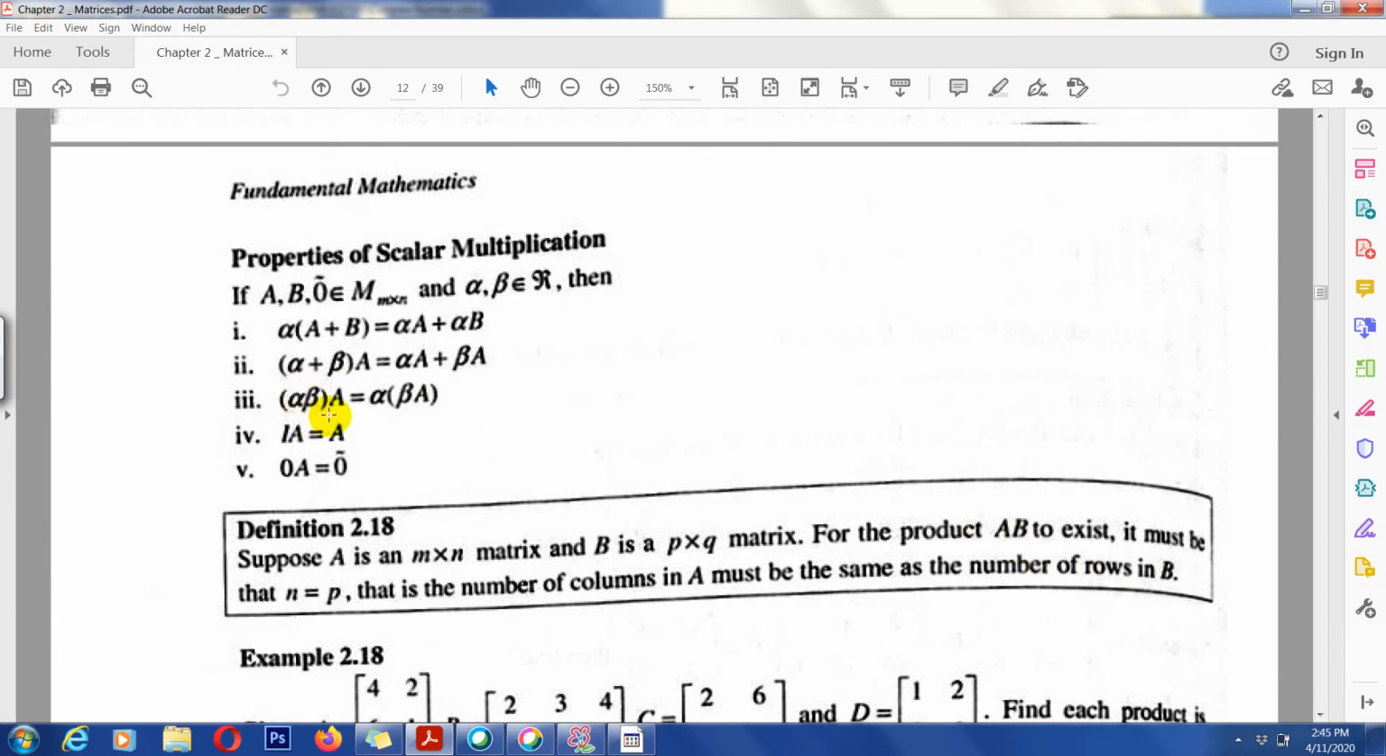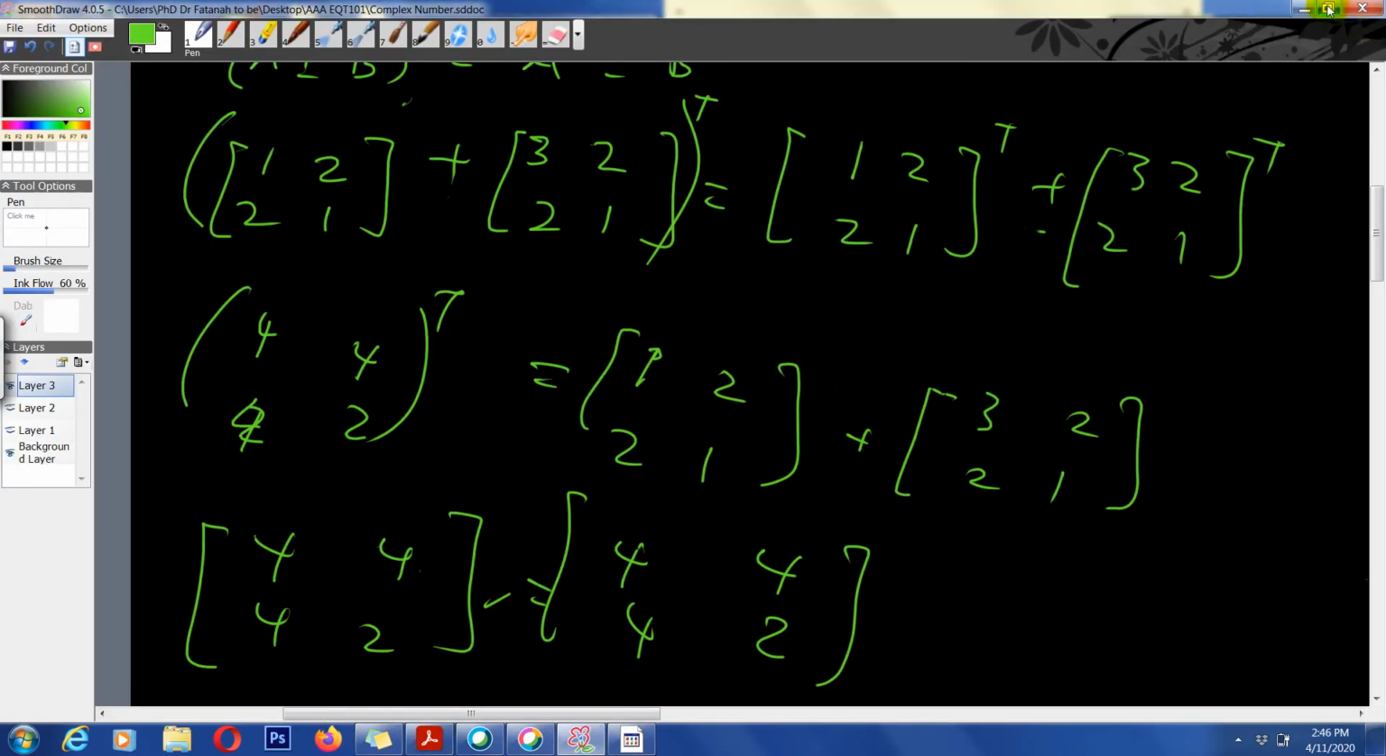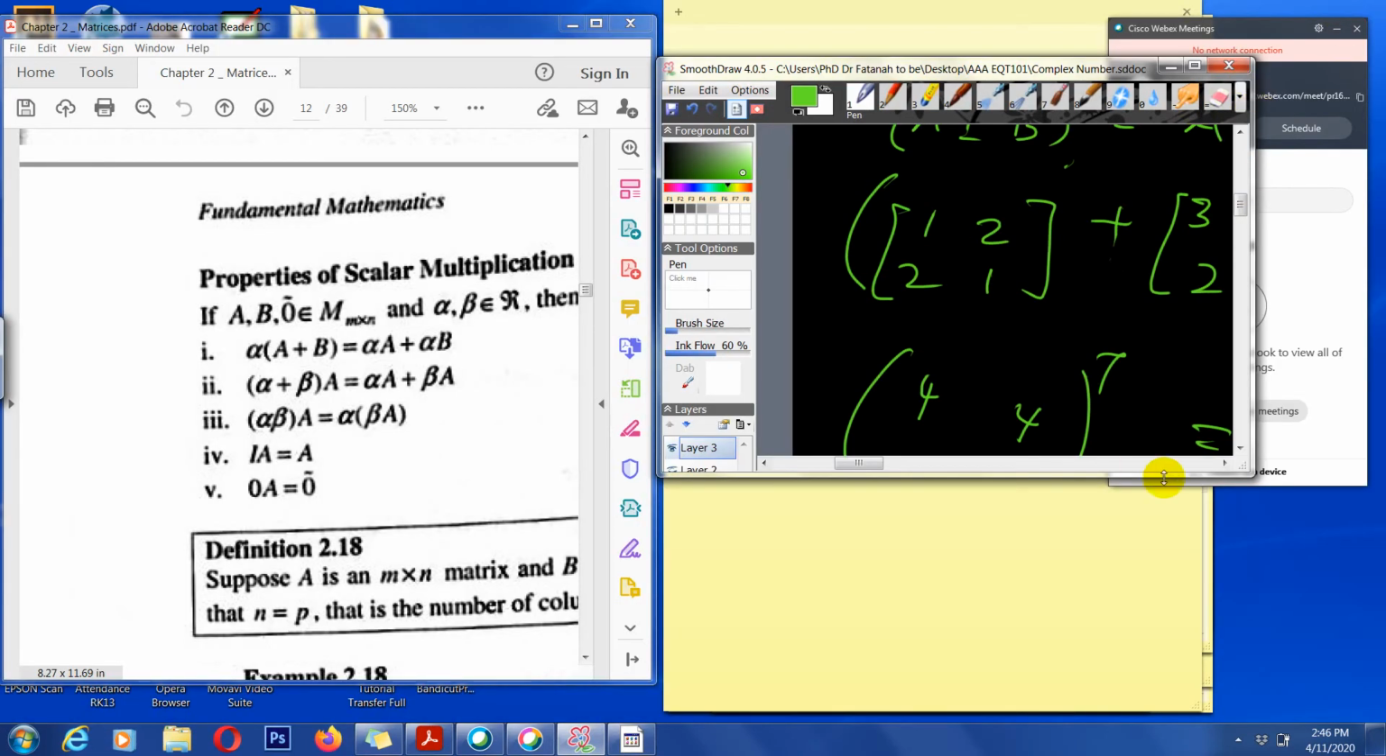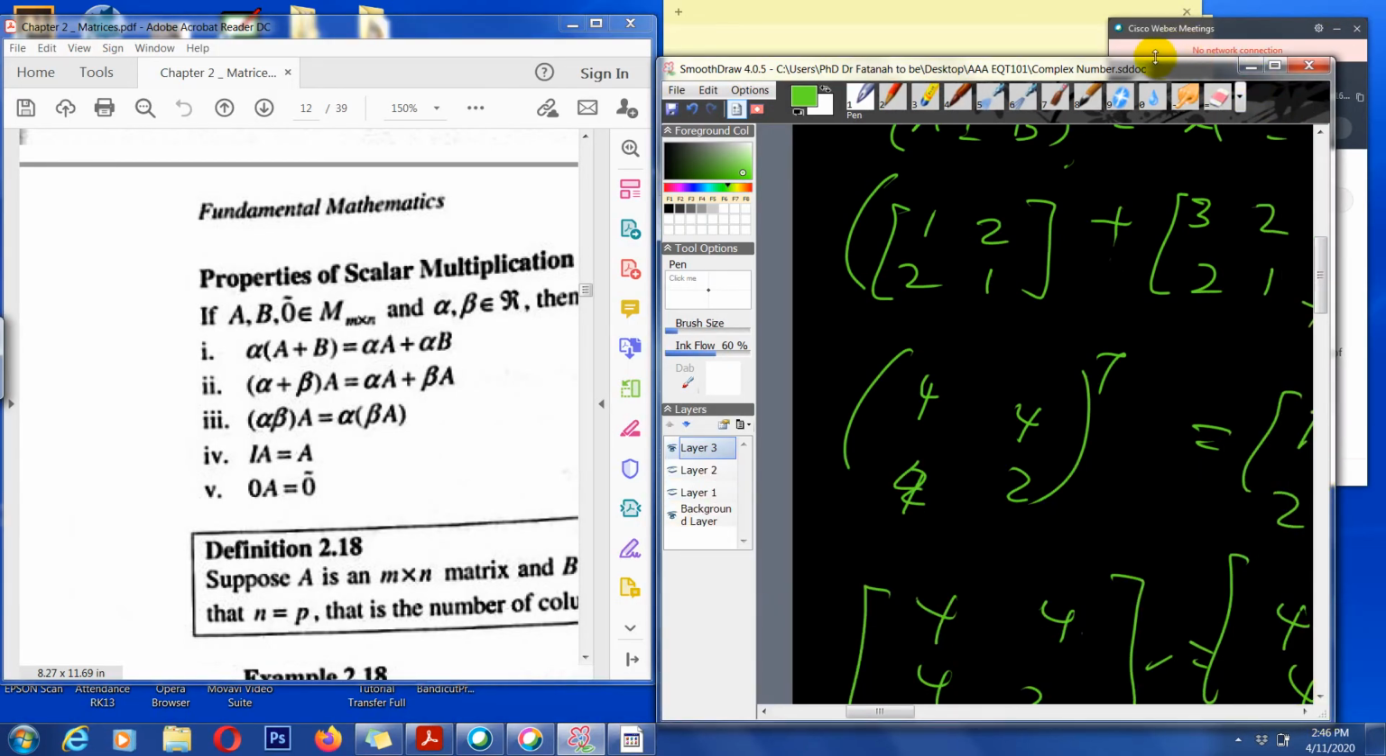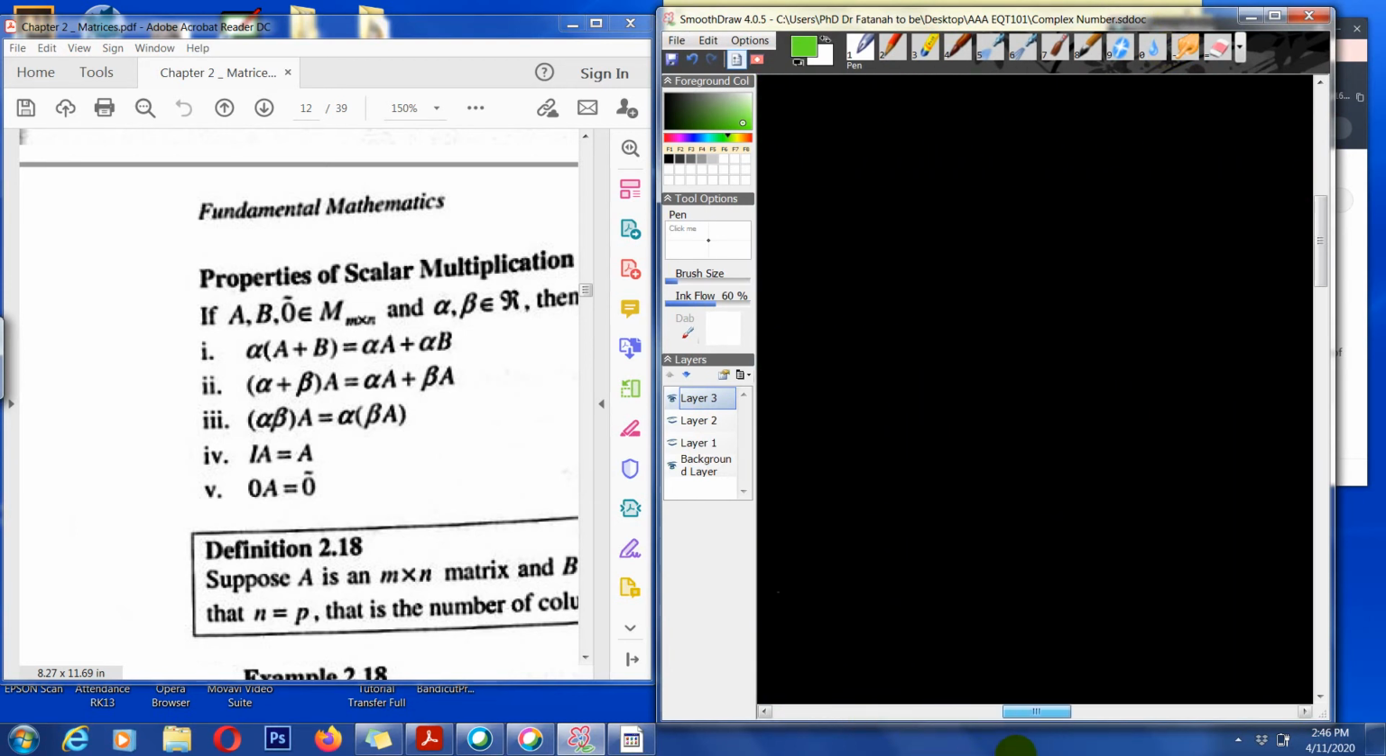Nothing much, but this property is quite difficult, so I prove these properties first. The second property says that if alpha plus beta, A is a matrix and alpha, beta are real numbers, then it equals alpha A plus beta A. What does this mean? This multiplied with this, we get alpha A, and then we multiply with this so that we get beta A.